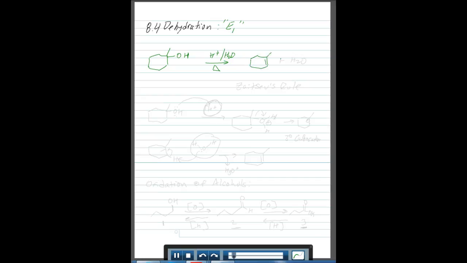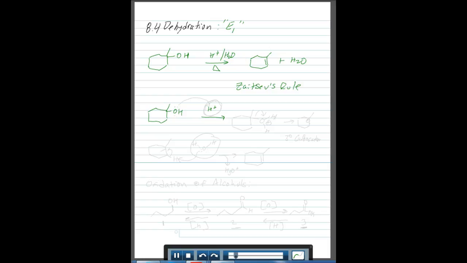You form a double bond, plus you form water as a byproduct, and this also follows Zaitsev's rule. We learned Zaitsev's rule, which says the more substituted double bond is going to form. So let's look at the mechanism of this reaction. Like I said, it's E1-like, meaning you're going to form a leaving group, it's going to turn into a carbocation, and then you're going to pluck off a hydrogen to form your double bond.